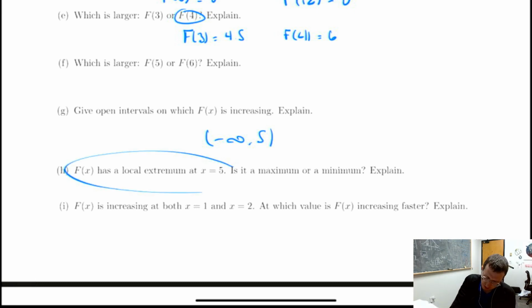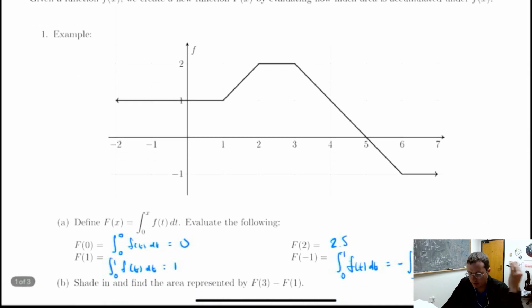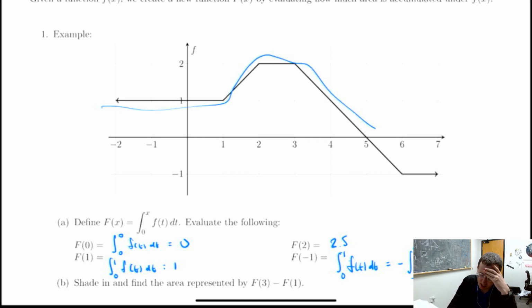F has a local extremum at x equals 5. Is it a maximum or a minimum? If you think of the snow example, this is easy. It's been snowing all night, and then I guess the sun comes up and the snow starts melting. So that is a maximum. The moment when it stops snowing and then the snow starts melting, that is a maximum.